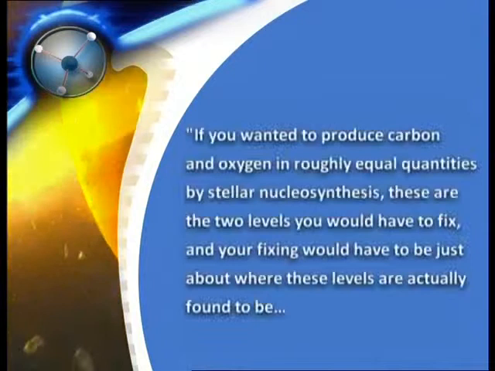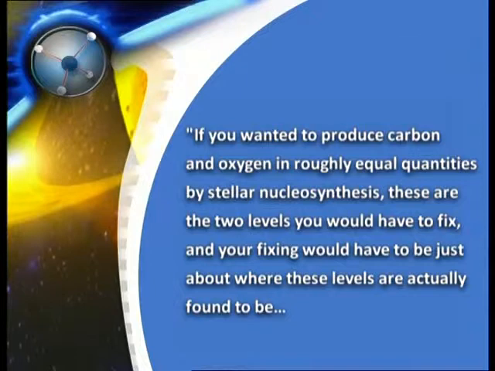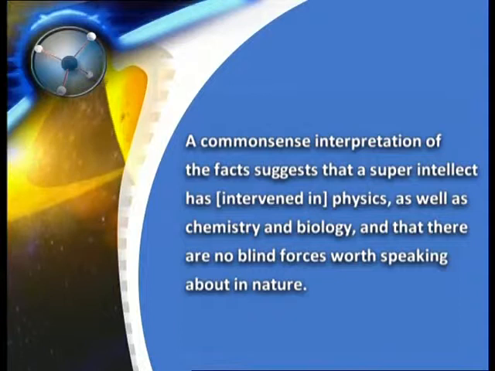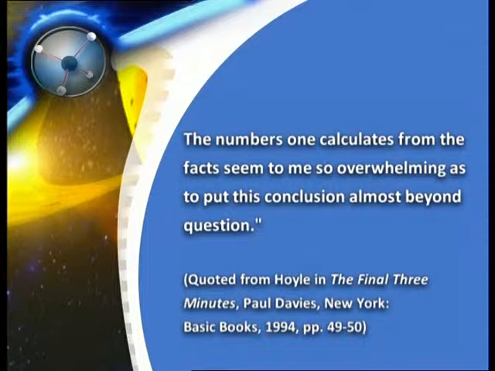In another article, he stated the following: if you want to produce carbon and oxygen in roughly equal quantities by stellar nucleosynthesis, these are the two levels you would have to fix, and your fixing would have to be just about where these levels are actually found to be. A common sense interpretation of the fact suggests that a super intellect has intervened in physics as well as chemistry and biology, and that there are no blind forces worth speaking about in nature. The numbers one calculates from the facts seem to be so overwhelming as to put this conclusion almost beyond question.